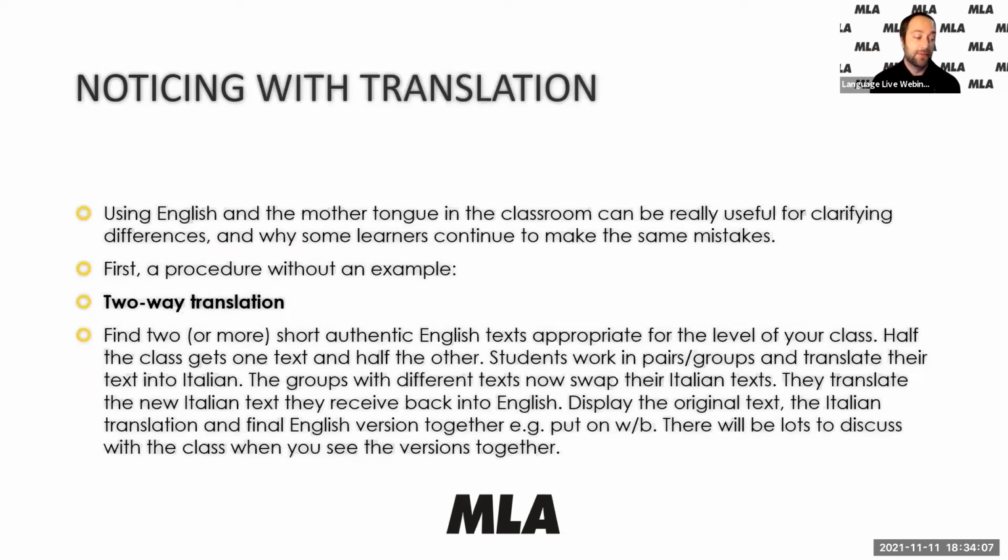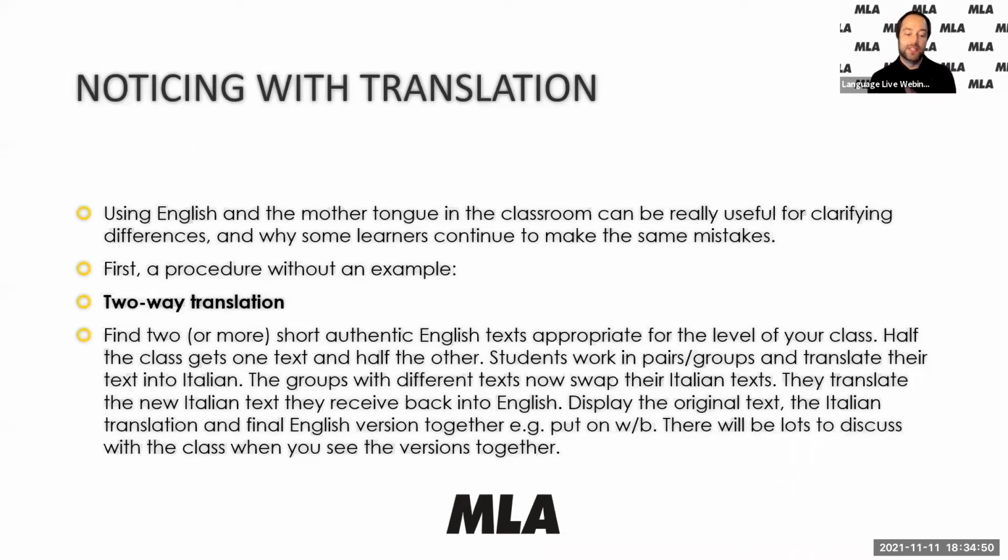Okay, another thing that could be quite fun. I don't have an example for this because it's a long time since I used it. For two-way translation, you have to find two or even more authentic texts in English that are appropriate for the level. Then students work in pairs and groups. They translate the text into Italian, so it should be a short text. Then you give the Italian text to a different group and they retranslate it back into English.